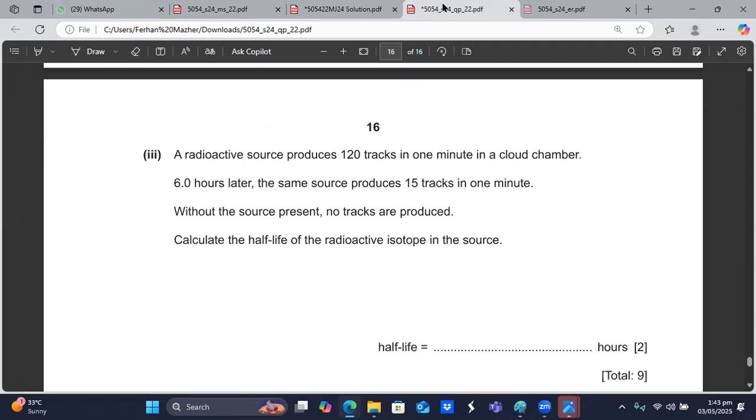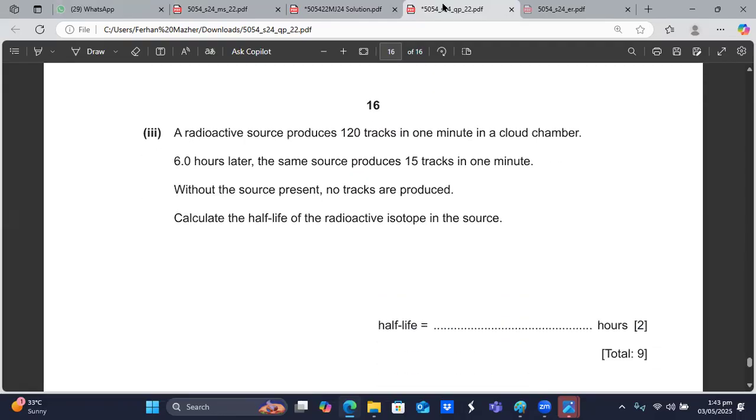So now we have question number 3 and its third part. A radioactive source produces 120 tracks in 1 minute in a cloud chamber. 6 hours later, the same source produces 15 tracks in 1 minute. Without the source present, no tracks are produced. Calculate the half-life of the radioactive isotope in the source. So the time passed is 6 hours, and the number of tracks has gone from 120 to 15.